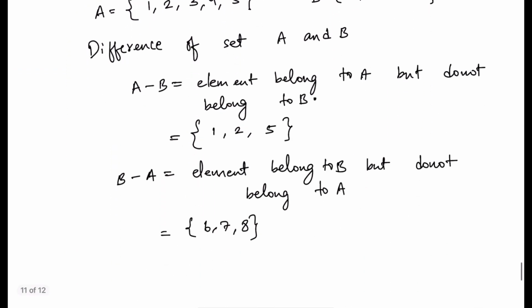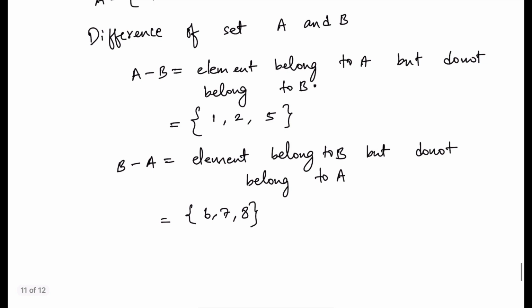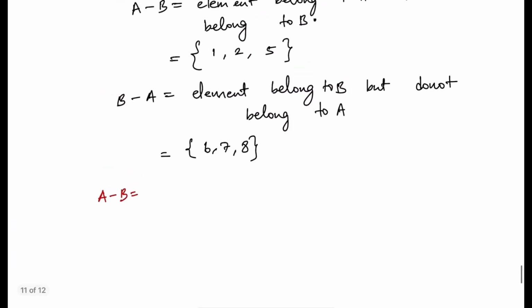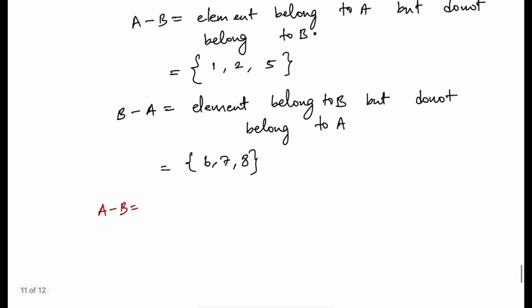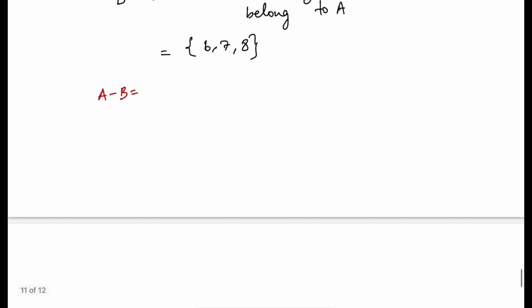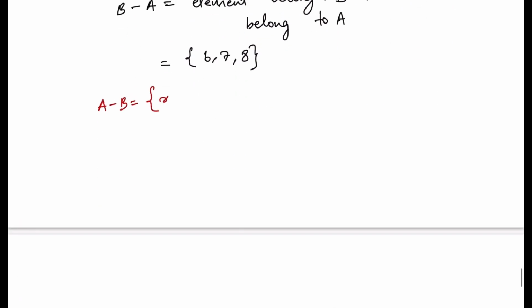Next we will understand how to write the set builder form of A minus B. So I have written here that A minus B is a set of elements that belong to A but do not belong to B. So simply we will write that in set builder form. Let x be an element of A minus B such that x belongs to A and x does not belong to B.